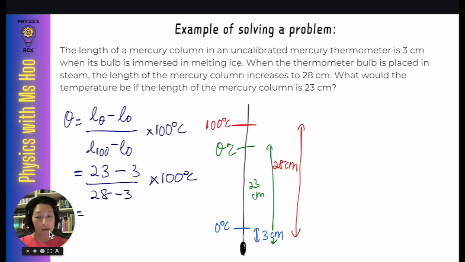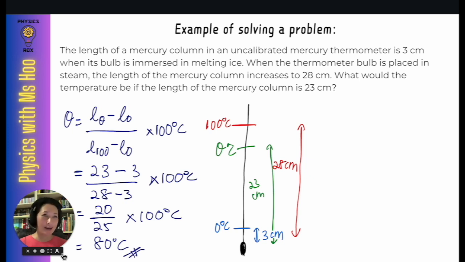So 23 minus 3 gives us 20. 28 minus 3 gives us 25. So when you solve this, you should get 80 degrees Celsius, and that's the answer. Now, let's say you're like, oh gosh, I can't memorize the formula. There's too many formulas to remember. But don't worry, miss. I have excellent math skills. I completely understand ratio. All right, so let's give the ratio method a try.